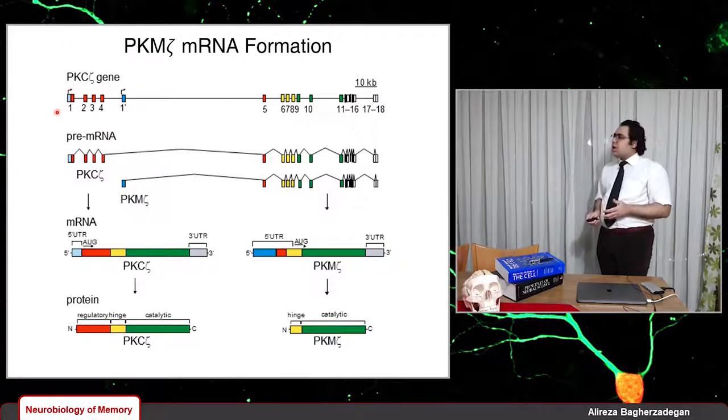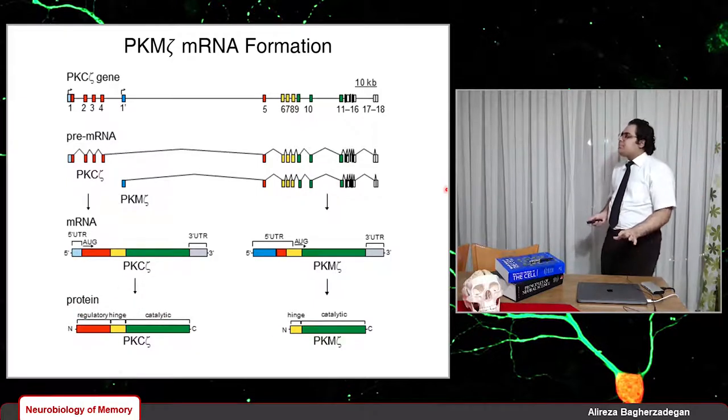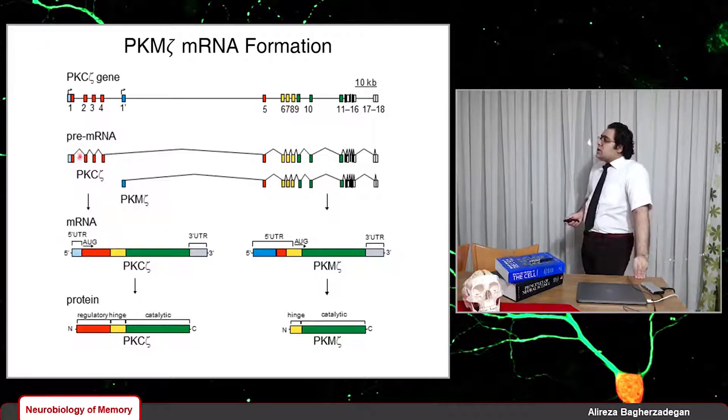The transcription of the normal protein kinase C zeta starts at exon 1, and that results in the full-length mRNA of protein kinase C. When it is translated, that generates a full-length protein. We have the regulatory domain as well as the catalytic domain, plus the hinge, of course.